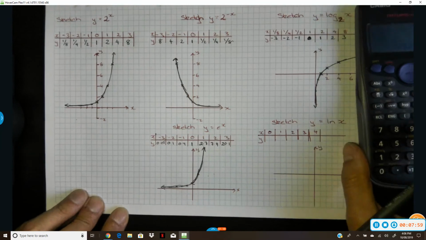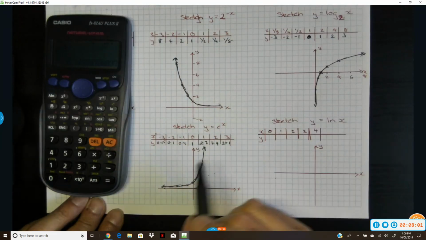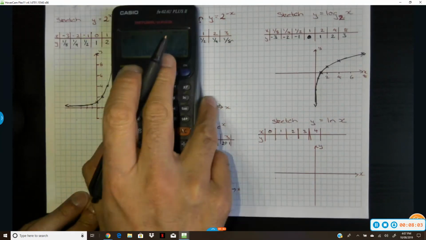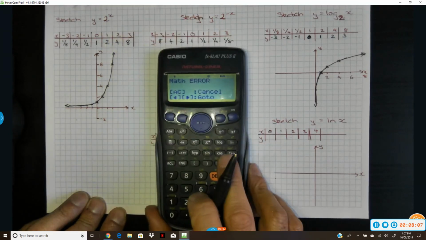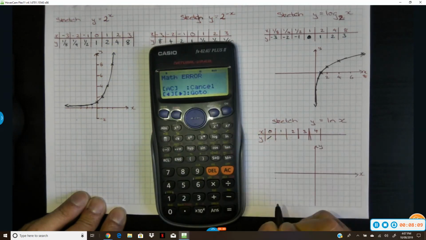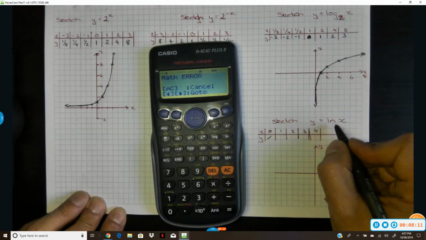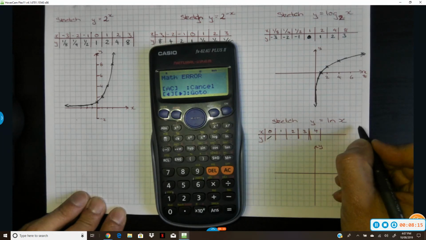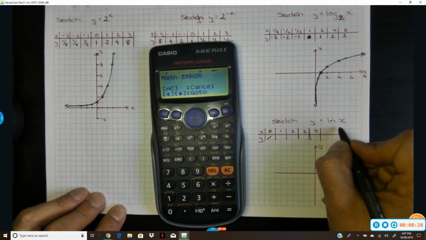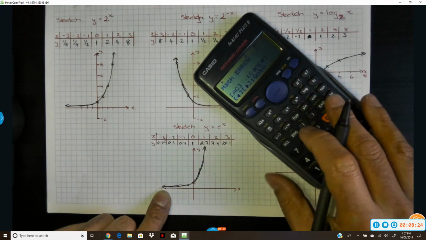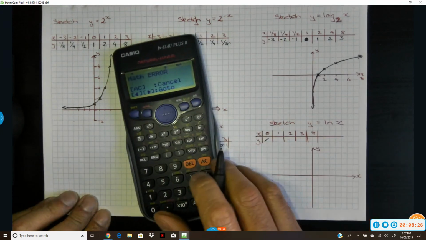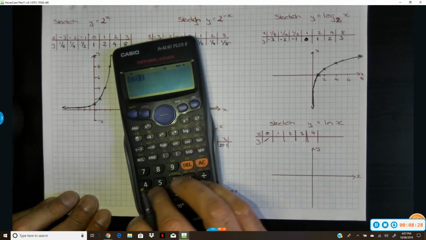And obviously, for the log of x, if I do log 0, we get a math error. Remember that this is log, e to the power of something gives us 0, and that just doesn't happen because we do not touch the x-axis. Log of 1 should be, sorry, should be 0.